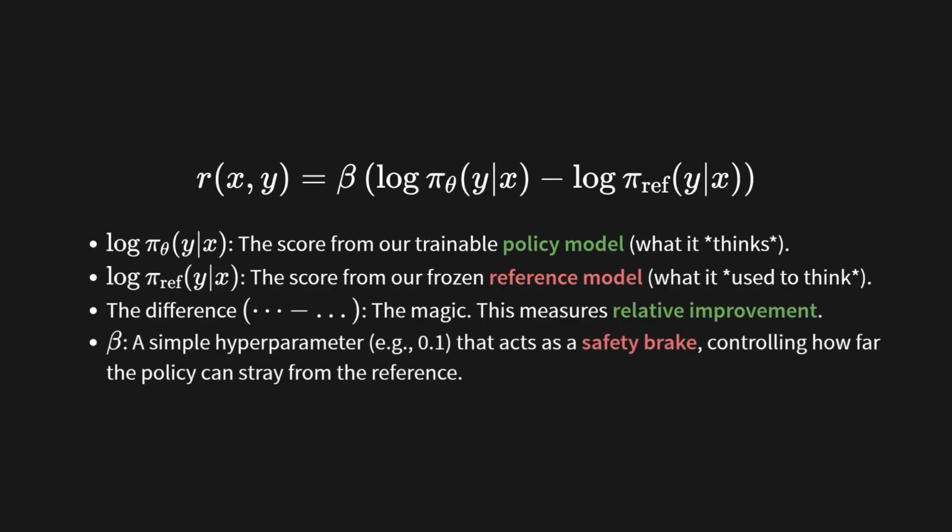Finally, there's that beta symbol out front. That's just a simple hyperparameter, usually a small number like 0.1. Think of it as a safety brake. It controls how far the policy can stray from the reference. It keeps us grounded.